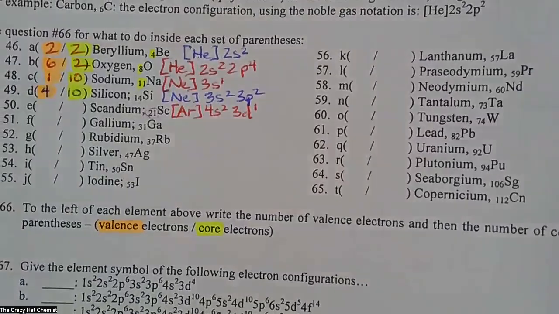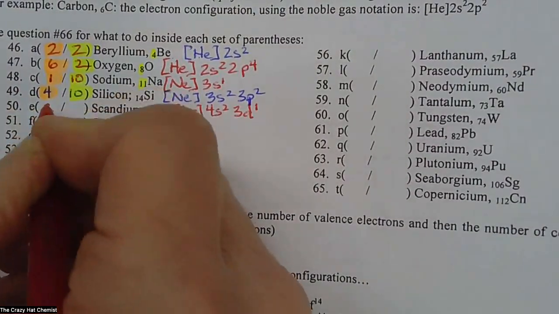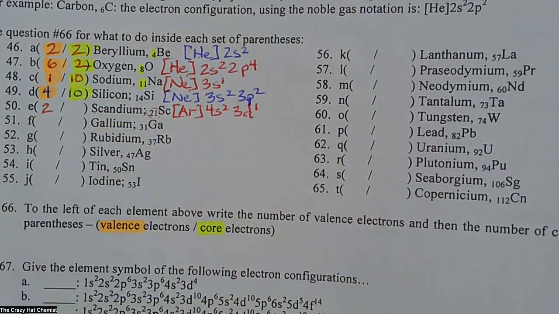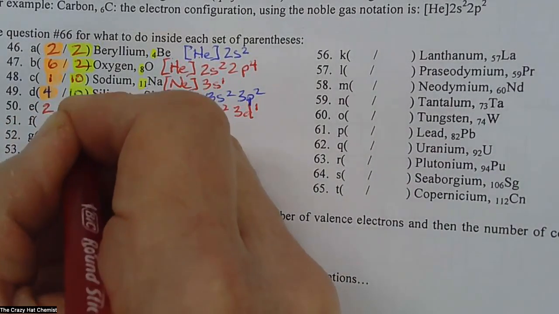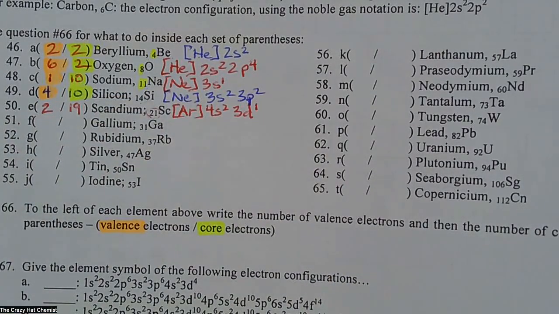So let's zoom in on here. We're going to write down our 2 valence electrons. And there are a total of 21 electrons. So it's 21 minus 2, that's 19 core. All right.